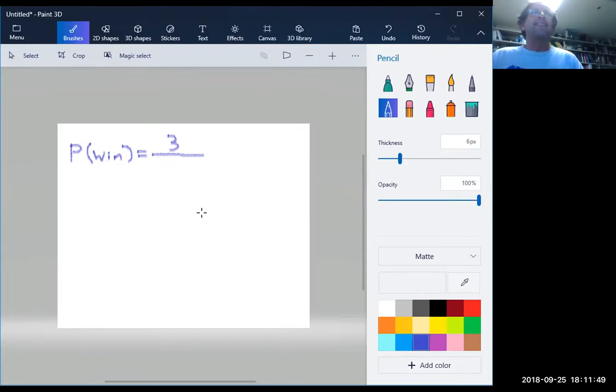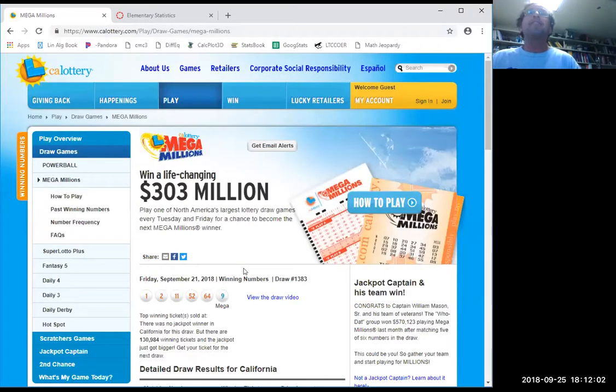Okay. So I think I need to show you how to play the lottery. So I need to go to a new share. Let me go find it. There we go. Okay, so you should be able to see that. And this is the Mega Millions, which is the one I bought.